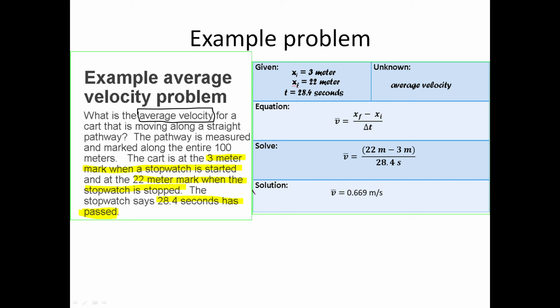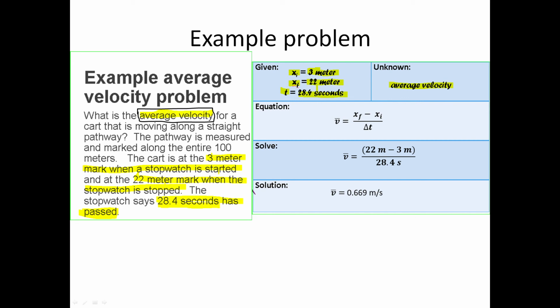So the given is xi, which is 3 meters, and xf, which is 22 meters, because xi is where it started. So you see 3 meters when the stopwatch is started, and then 22 is xf, that's the final location. So you see 22 and stopped. And the time is 28.4 seconds. That's a dead giveaway. It's time. And the unknown is average velocity, since it says up here, where I boxed average velocity.